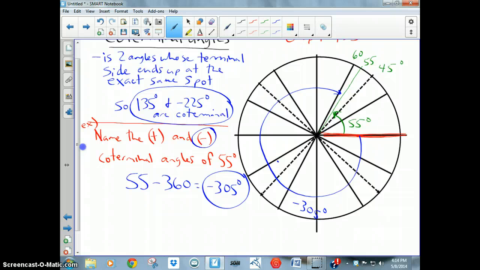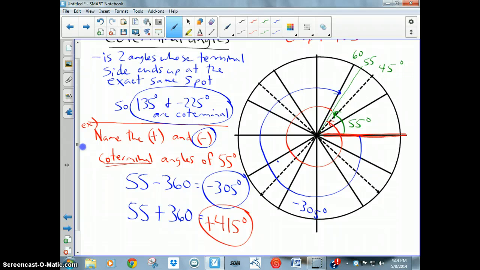How do you find the positive one? Well, all you do is take 55 degrees and add 360. So it's like going around again one more time, and that would equal 415 degrees. That would be the positive coterminal angle. So I hope that makes sense to you. That's how you find negative and positive coterminal angles.